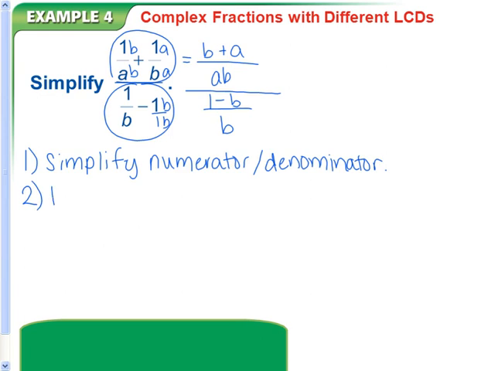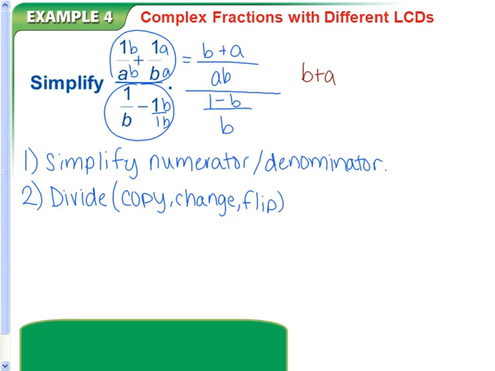And so the second thing is to divide. The key words that we can say to ourselves is copy, change, flip. So we copy the first one, b plus a over ab, change it to multiplying, and we flip the second one. Okay, anything that we can cancel? We've got a b there.